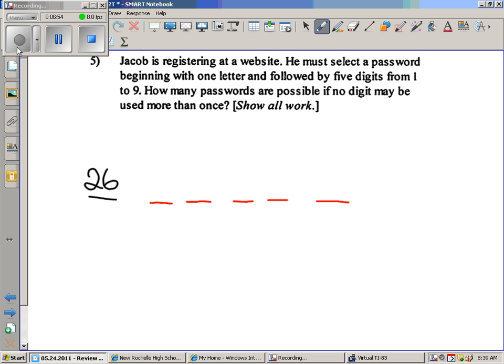9. You had 9 choices. 1 gets taken. How many choices do you have for the second number? 8. Sorry, I said letter, right? Yeah. And then 7, 6, 5. Just multiply them all out. That's how it works.